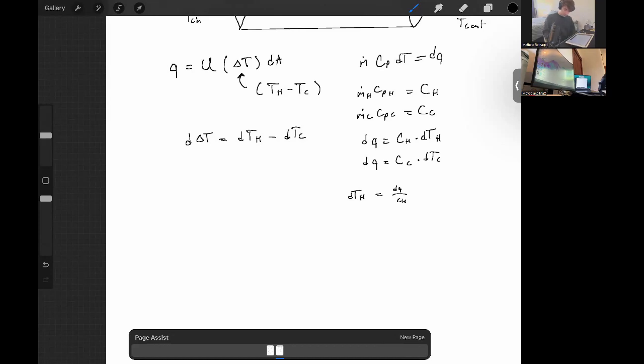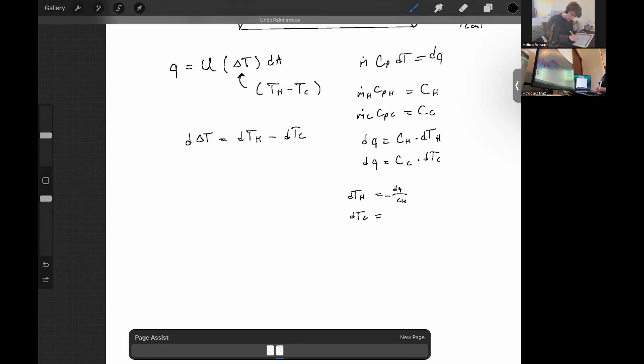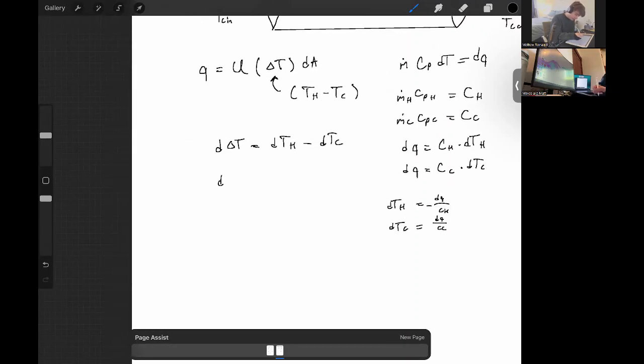dT_H is equal to dQ over C_H. Rules of thermodynamics state that wherever something is hot, it wants to travel to something cold to establish equilibrium, so we're going to say that this is negative in this case. If we do the same thing for dT_C, we get dQ over C_C. And so our delta T in this case is equivalent to negative dQ over C_H minus dQ over C_C.